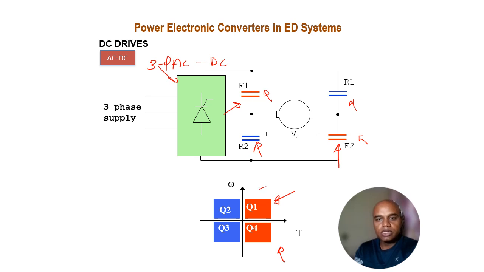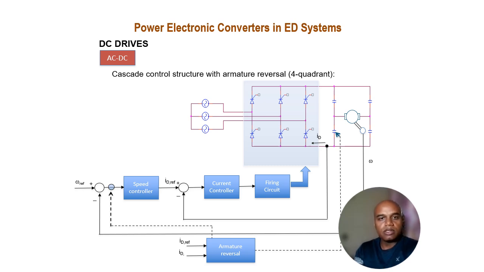So this is forward motoring, and this is reverse braking. This can be achieved by F1 and F2. Similarly, the forward braking and the reverse motoring can be achieved by R1 and R2. So the cascade or block diagram is shown over here, showing how we can control the quadrant operation by F1, F2 and R1, R2.